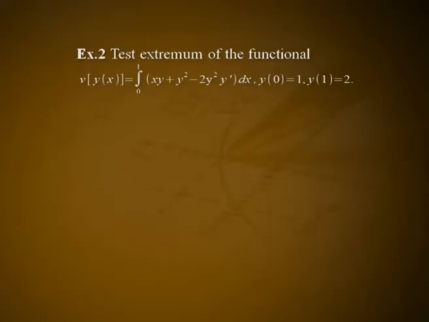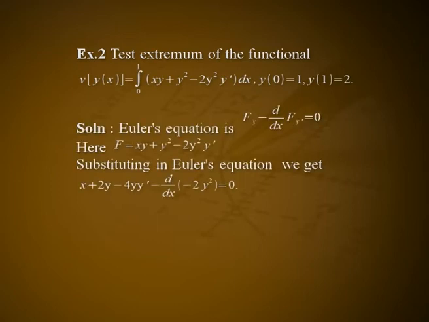Example 2. Test extremum of the functional V of y of x equal to integral 0 to 1 of xy plus y square minus 2y square y dash dx, y of 0 equal to 1, y of 1 equal to 2. Solution. Euler's equation is fy minus d by dx of fy dash equal to 0. Here f equal to xy plus y square minus 2y square into y dash.